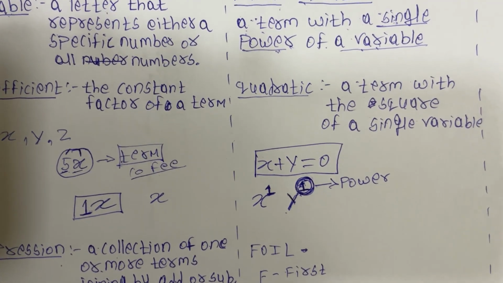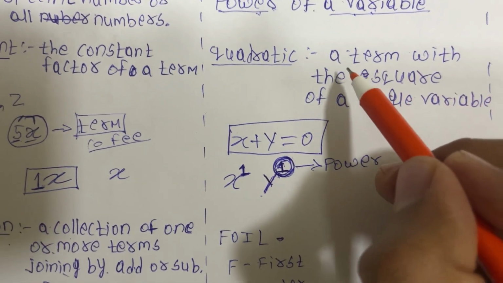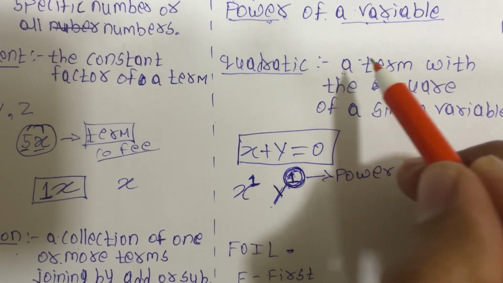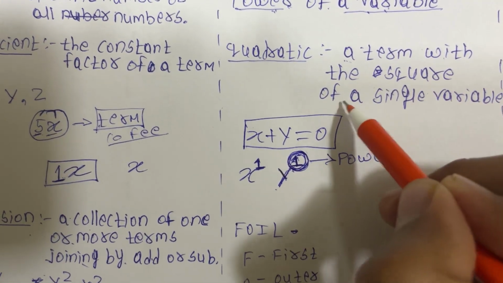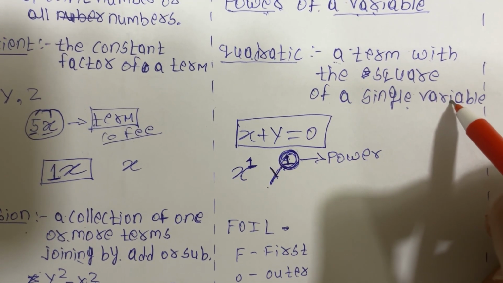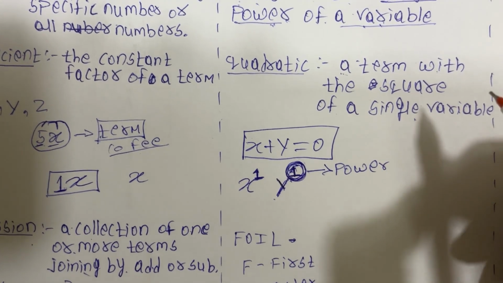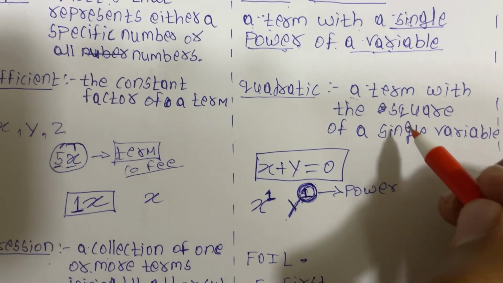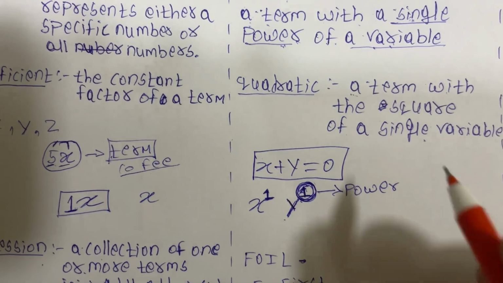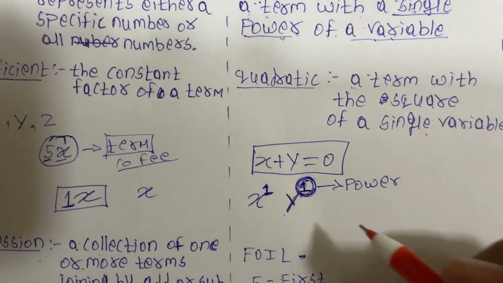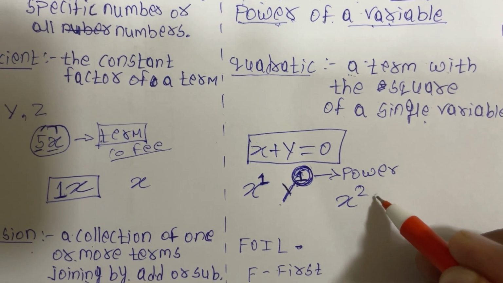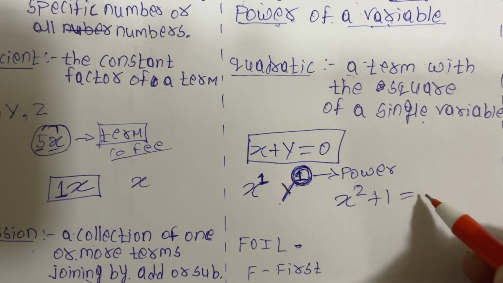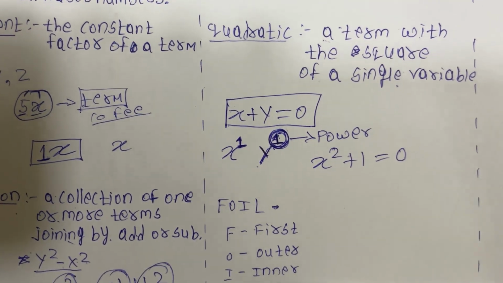And what are quadratic equations? Quadratic equations have a term with the square of a single variable. A term with the square of a single variable is called a quadratic equation. For example, x square plus 1 is equal to 0. So this is a quadratic equation.